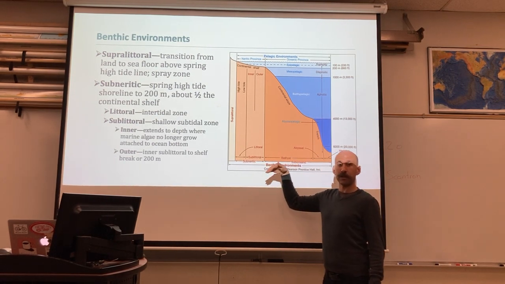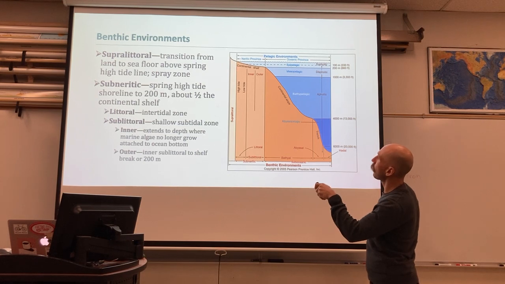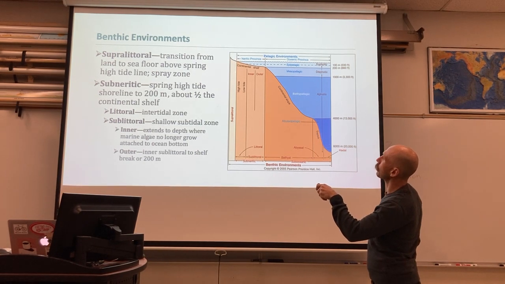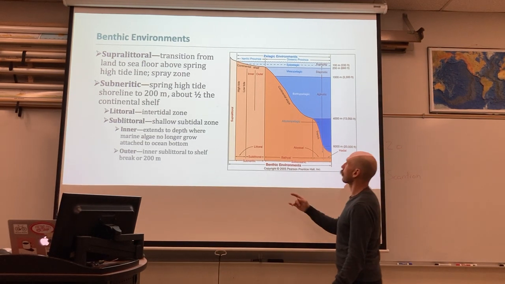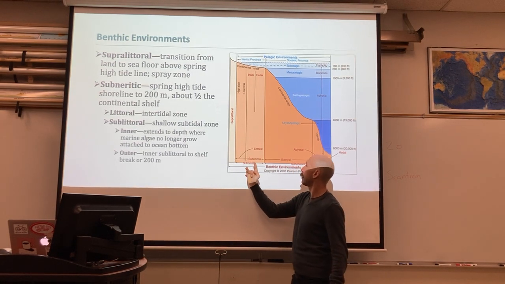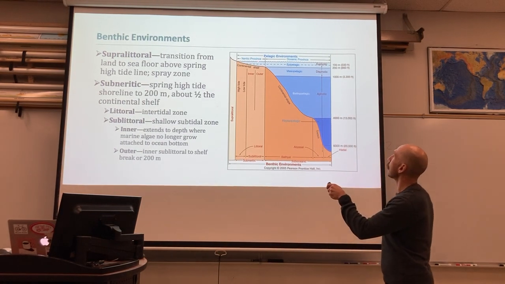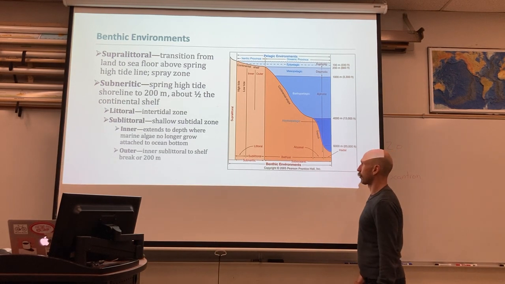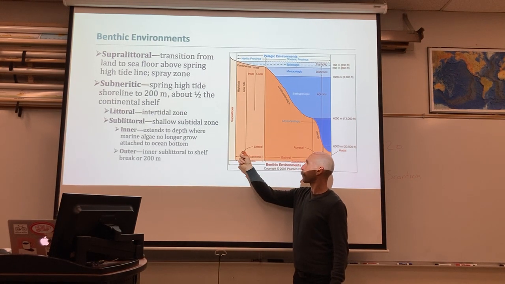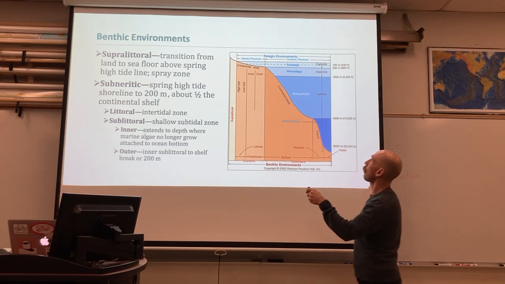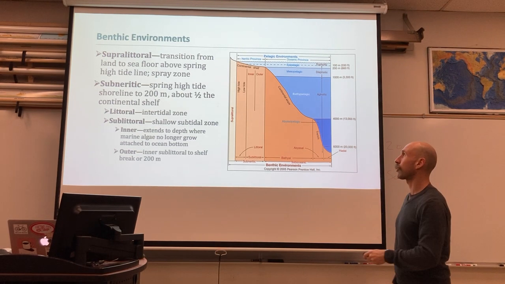Benthic environments, this is going to be bottom environments. We've got the supralittoral, which is going to be above the shoreline. We've got the subneritic, which is going to be the high tide to 200 meters, about half the continental shelf. And then we've got the littoral, the high tide to low tide, the sublittoral, shallow subtidal zone, and then you've also got the inner and the outer sublittoral zones. So lots of different classifications for where different species can live, and it's going to be based upon where the tides are interacting with the coastline and the continental margin.